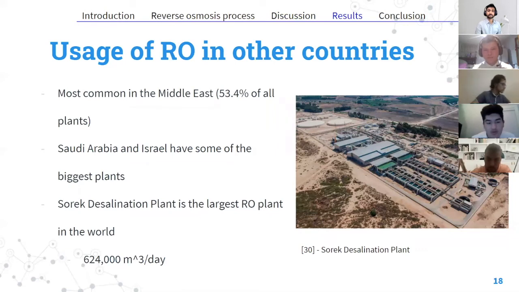So, the use of reverse osmosis in other countries. This use is most common in the Middle East, with 53.4% of the plants being in it. Saudi Arabia and Israel have the most advanced desalination facilities in the world, with the Sorek desalination plant in Israel being the largest, producing 624,000 cubic meters of fresh water per day.